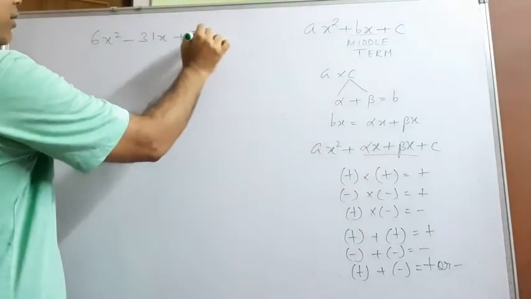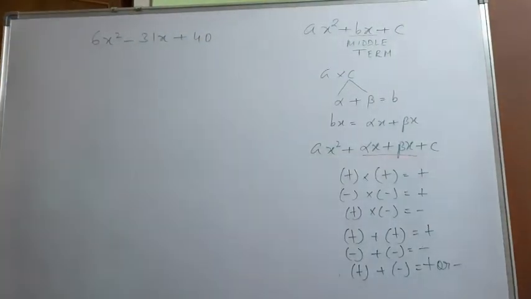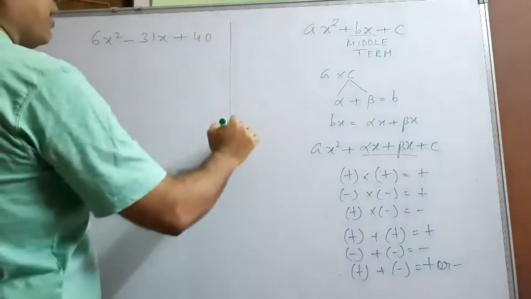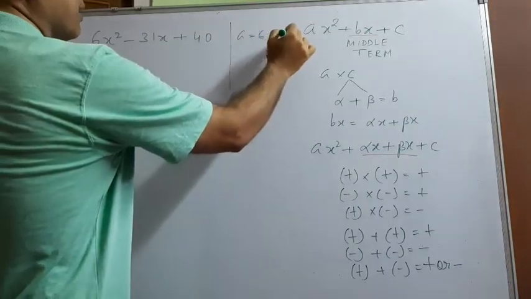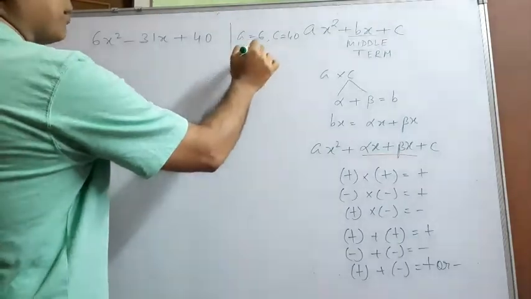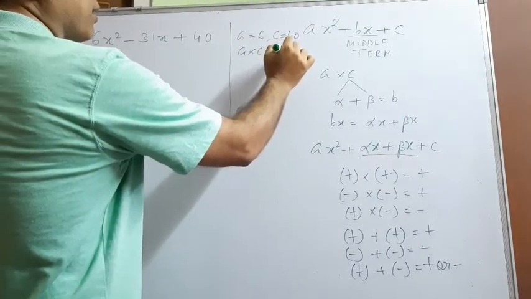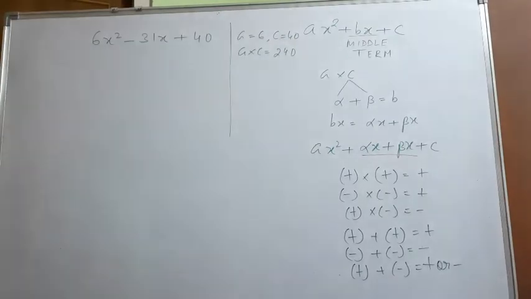So second example is 6x square minus 31x plus 40. Okay, 6x square minus 31x plus 40. So here, if you see A and C, A is 6, C is 40, they are positive numbers. So when you multiply A and C, answer is 6 into 40. This is 240. Okay, so you have to find out two factors of 240 whose sum is minus 31.